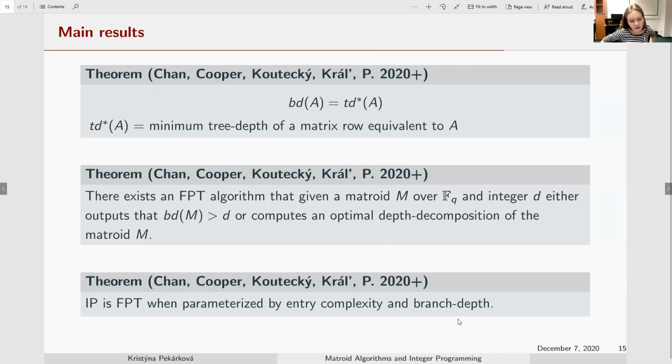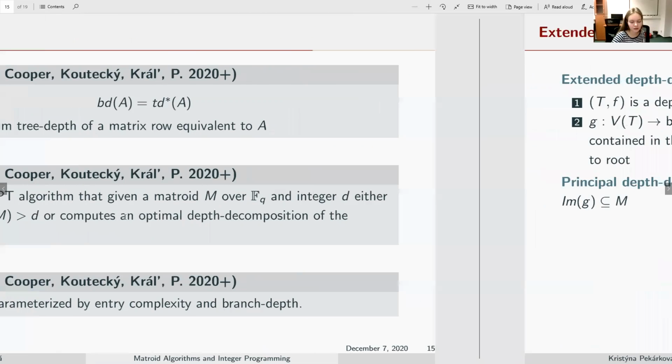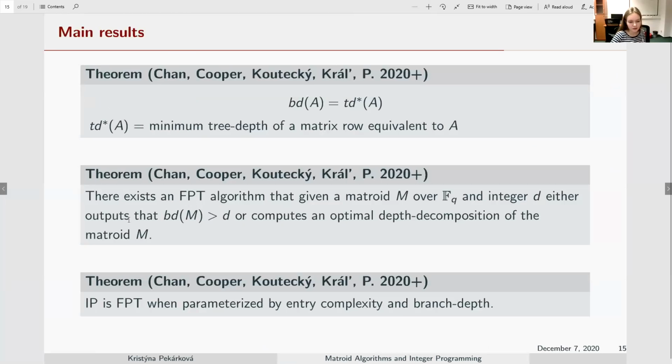In the remaining part of my talk, I would like to focus on this algorithm, on the second result, and I would like to show you a brief sketch of how this algorithm works. Before I do this, are there any questions to the things I mentioned?